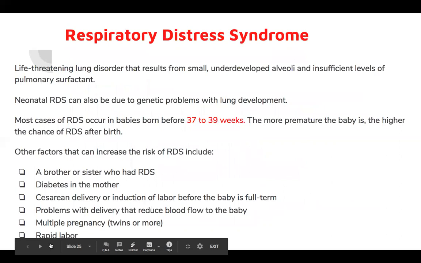So respiratory distress syndrome, it is a life-threatening disorder that results from undeveloped or underdeveloped lungs or lungs that have insufficient levels of surfactant. It usually occurs between the 37 and 39 weeks. The more premature, the higher the risk of respiratory distress. And then I give you a list of factors that would increase the risk for respiratory distress. So think about what we've already learned. The baby born of a mom with gestational diabetes, the baby born of a mom who had a C-section, multiple pregnancies, a precipitous labor.